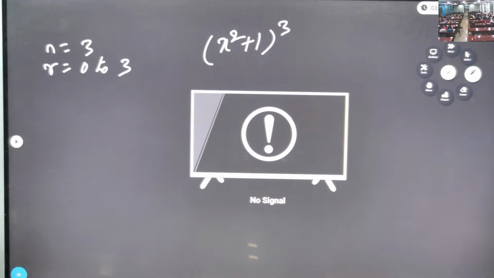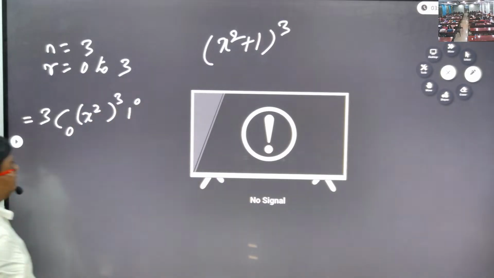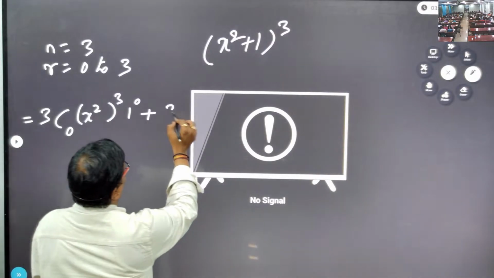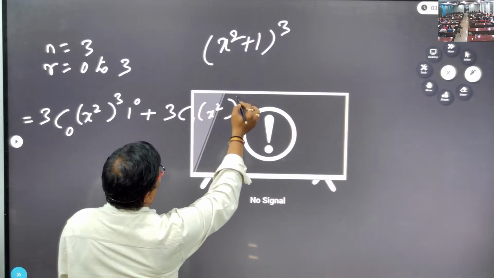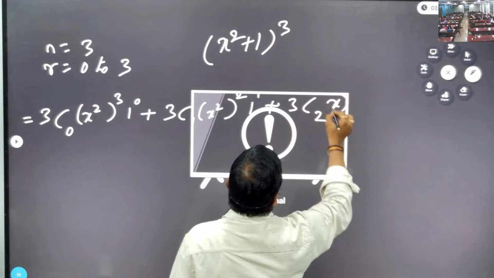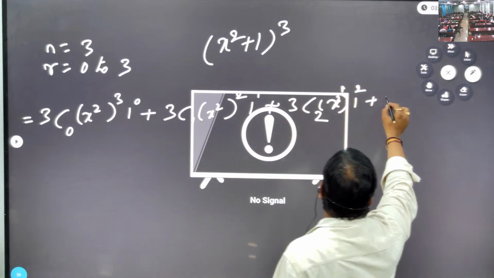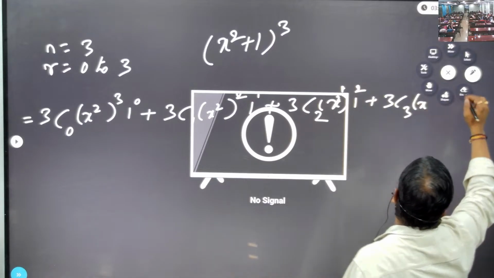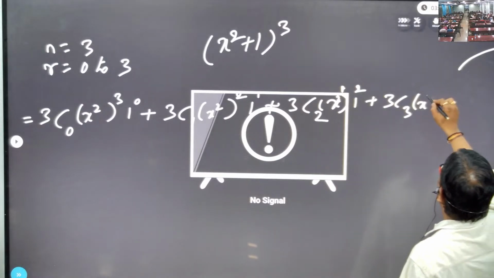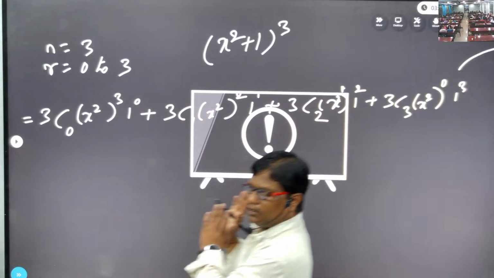Is that all? 3c0 x square power 3, 1 power 0. Okay, next plus 3c1 x square power 2, 1 power 1, plus 3c2 x square power 1, 1 power 2, plus 3c3 x square power 0, 1 power 3. That is our equation, right?